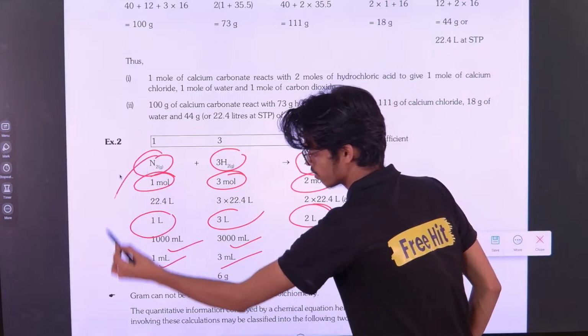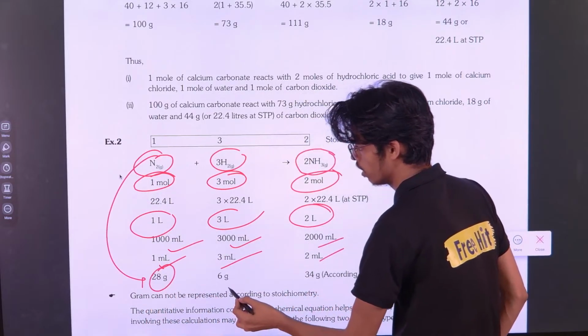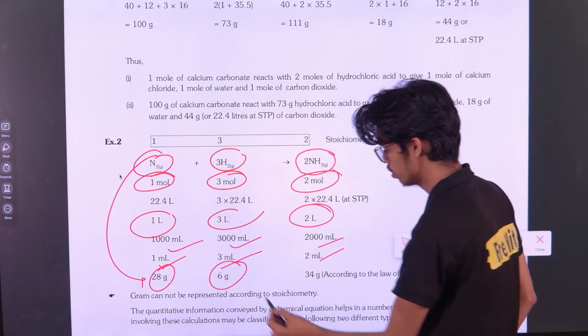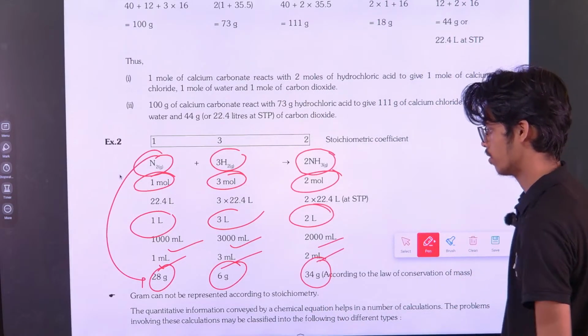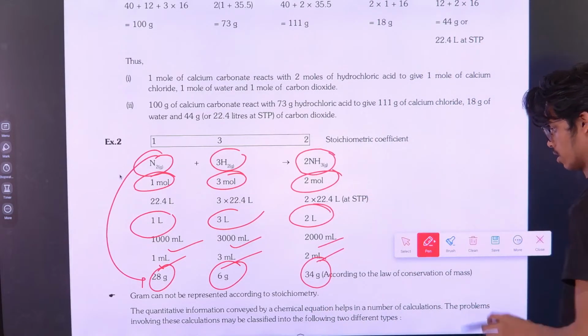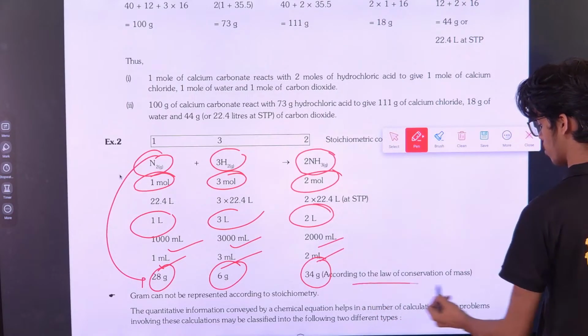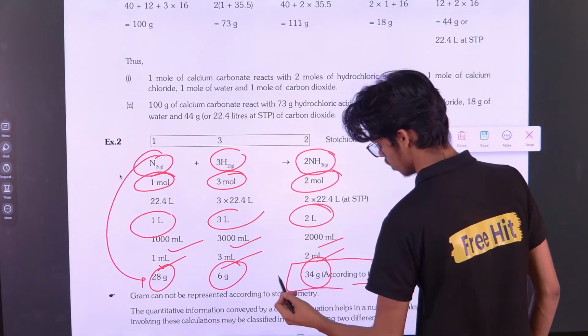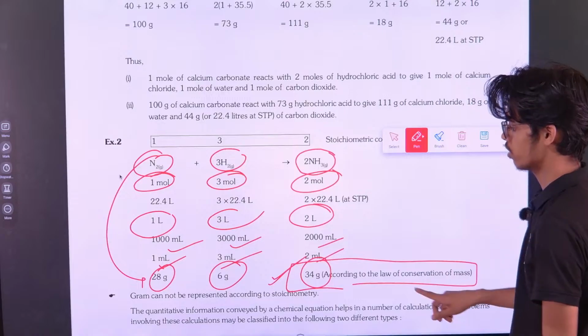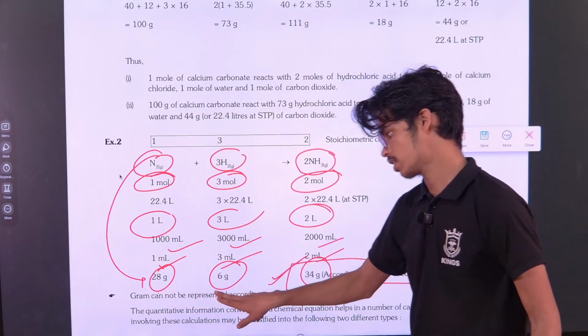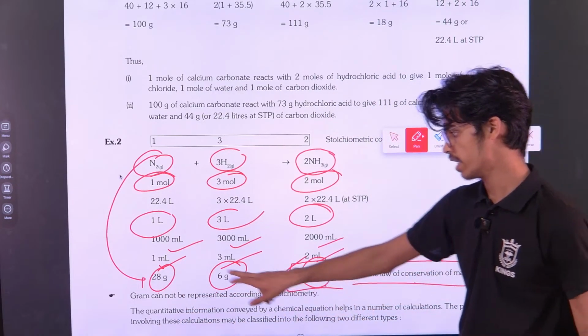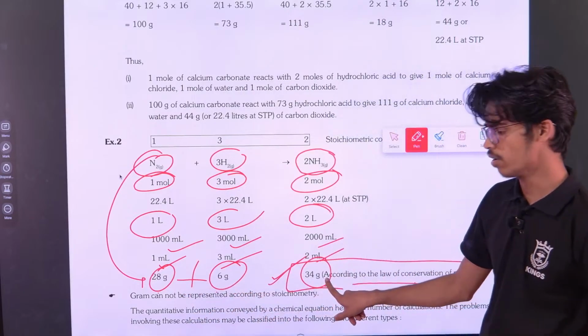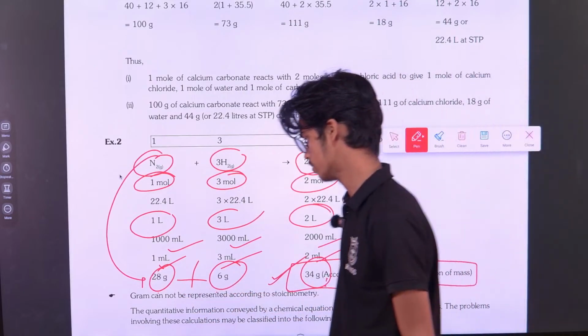So you can convert in terms of weight also. 28 gram of nitrogen reacts with 6 gram of hydrogen to form 34 gram of ammonia. Understandable? According to the law of conservation of mass. Remember, the law of conservation of mass is also applied. If this reacts with this, obviously this will form, and 28 plus 6 should be equal to 34 according to the law of conservation of mass. Get it?